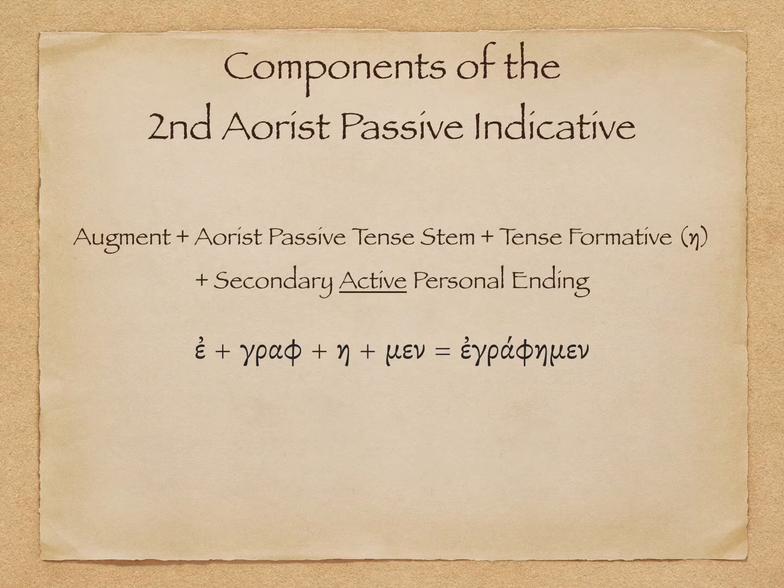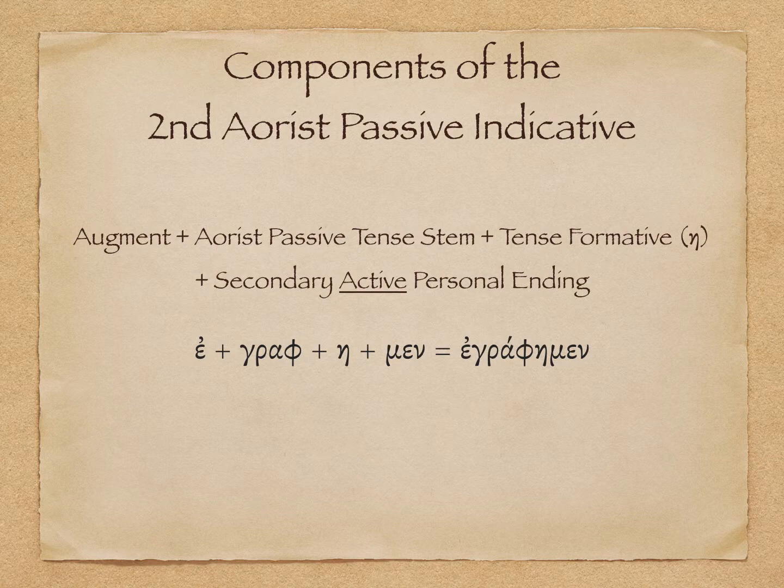Let's think for a moment about the components of the second aorist passive then. Again, the augment, just like first aorist. The aorist passive tense stem, still similar, but the tense formative for second aorist is just the eta. So first aorist, thay, second aorist, a. Still the secondary active personal endings. So first and second aorist still have the augment.